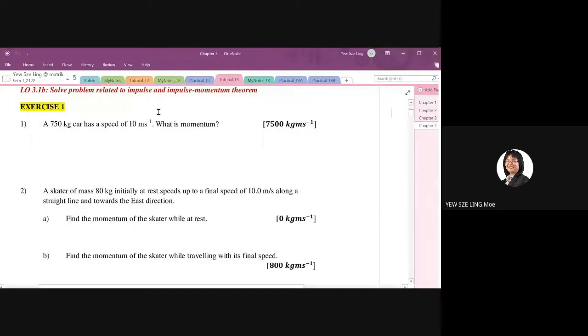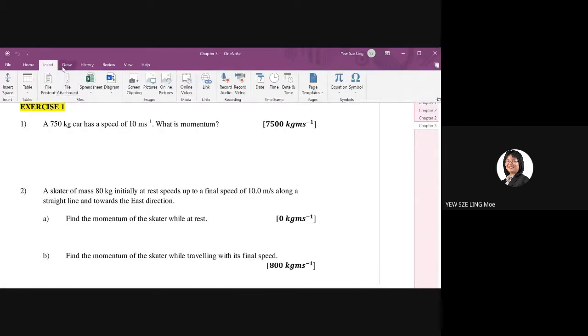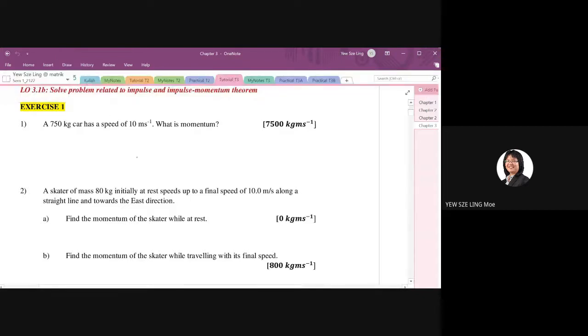All right. So today we're going to continue with chapter 3. So we have seen what is the impulse and what is momentum in our previous lesson. Today we're going to see how to solve questions related to impulse and momentum. So for exercise 1, we are going to solve simple questions that just apply the definitions of momentum and impulse, which is P equals to mv.